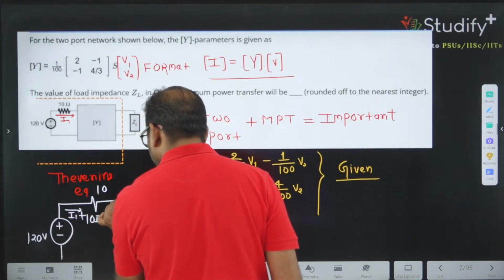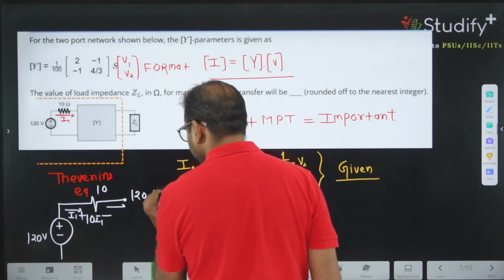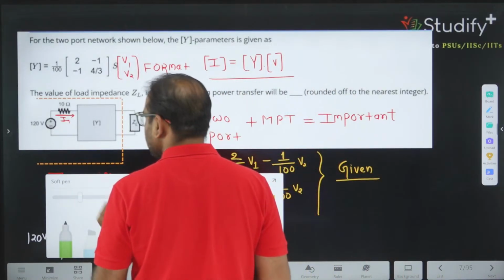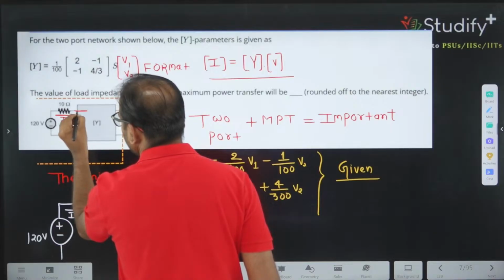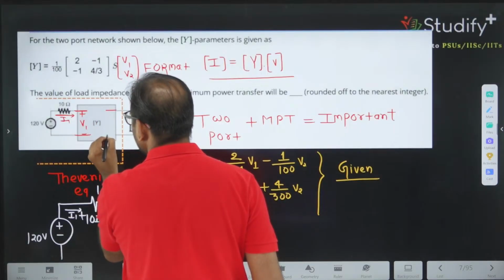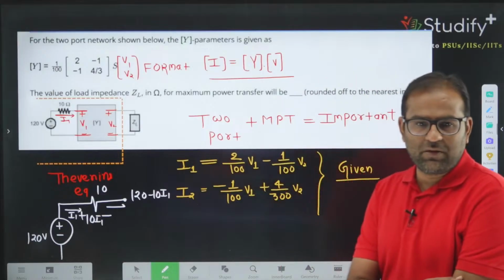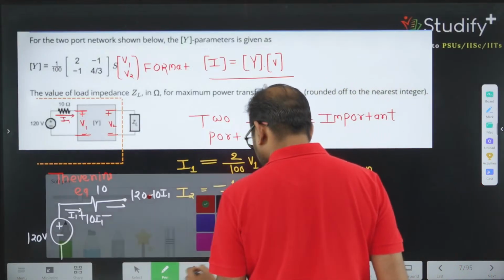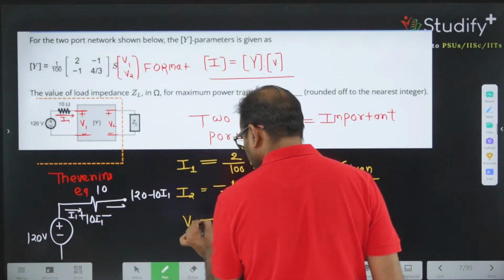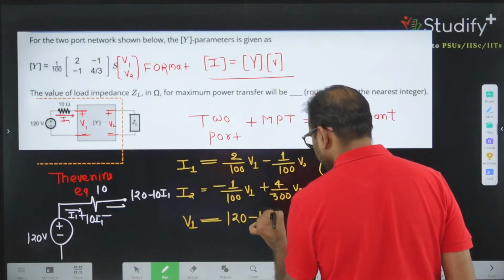Then what is the value of V1? You can say 120 minus 10 I1 is the value of V1. V1 is the potential which is defined here. This potential is V1, this potential is V2, as per our two-port network theory. So V1 and V2 are given here. So what is V1? I can write the value of V1 is 120 minus 10 I1.